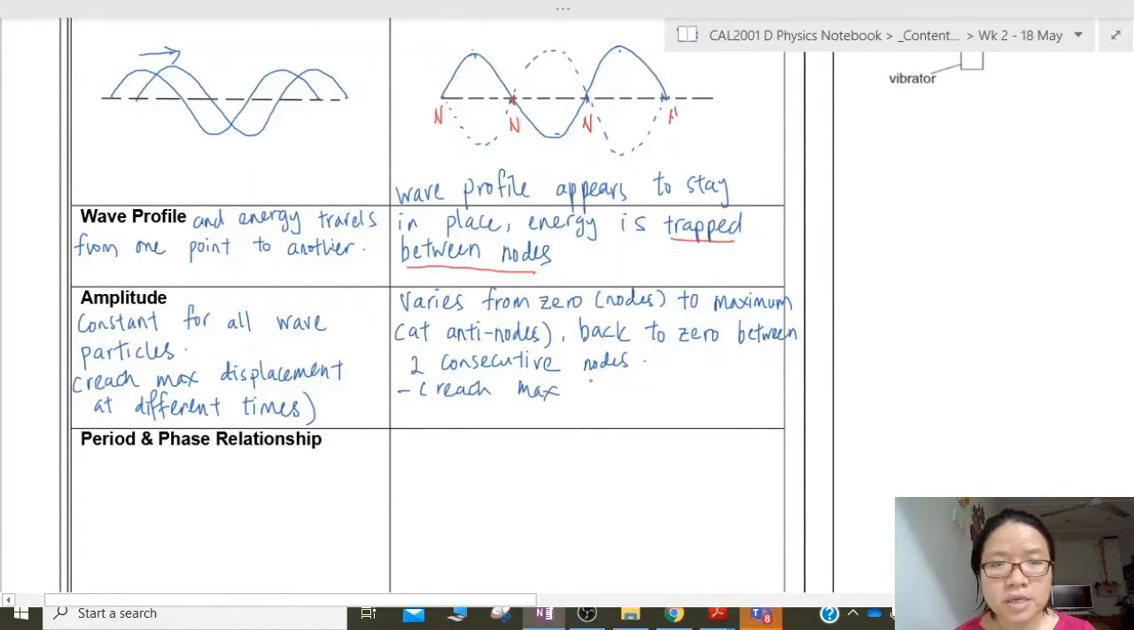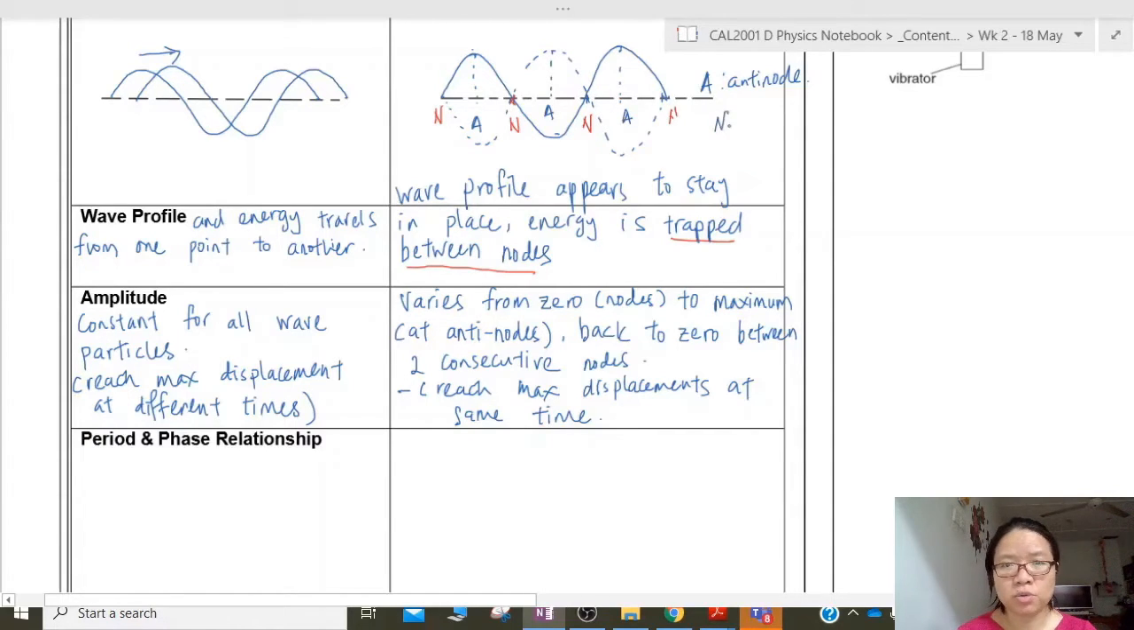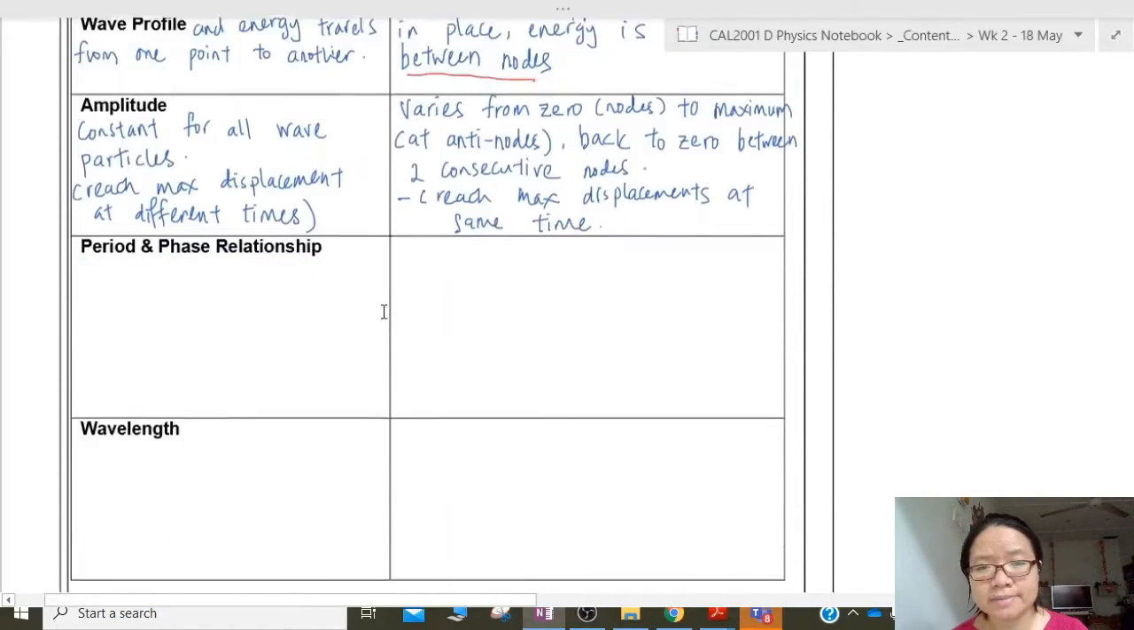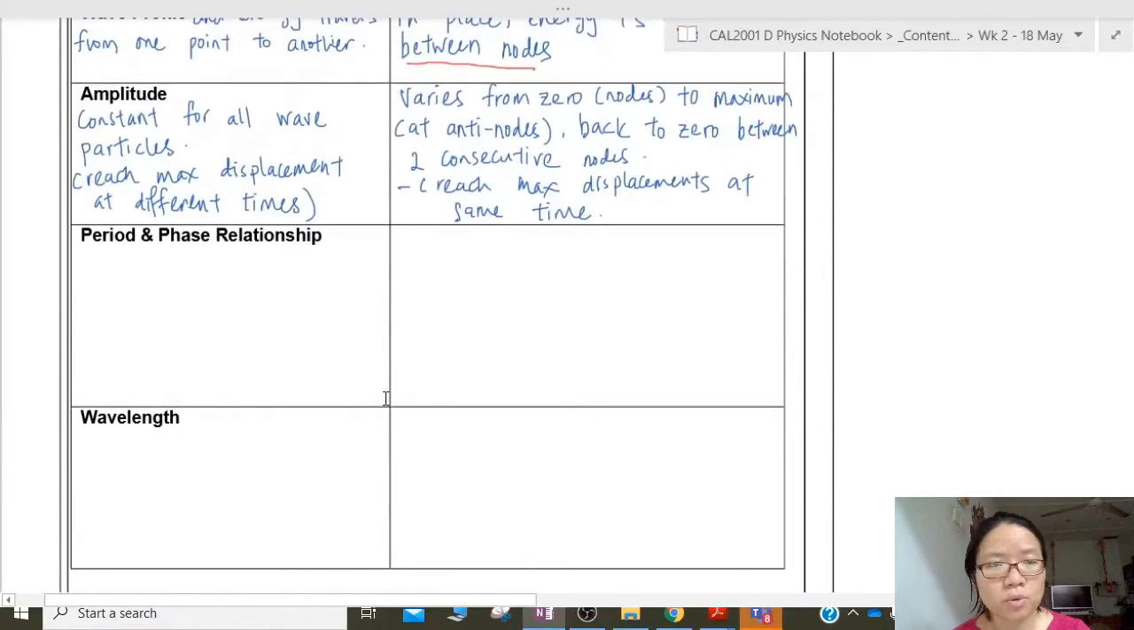Then they reach maximum displacement at the same time. When I say reach maximum displacement at the same time, it means that if A reaches maximum displacement, so I'm labeling the A right now, all the points beside A will also reach maximum displacement. And A here is the antinode. I'm just doing the scientific thing where I label my symbols.